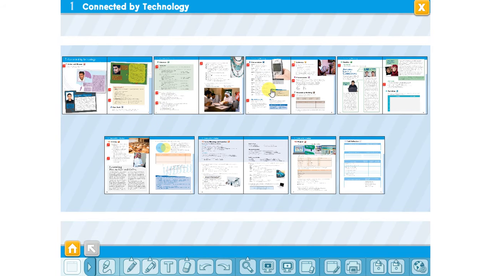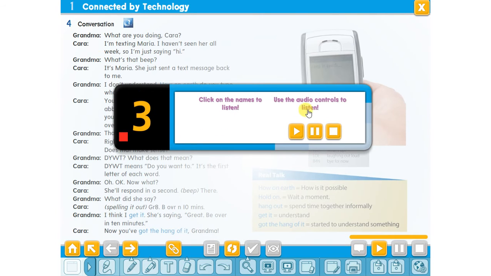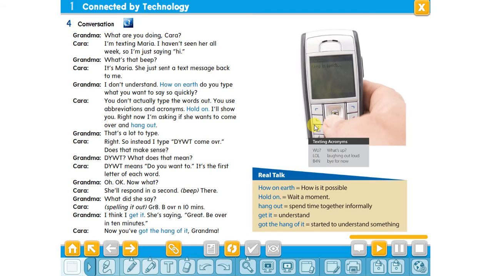Conversation and listening. Don't mind the picture in your book and the picture here. It is the same conversation. Okay? Just the picture is changed, but the rest is the same.